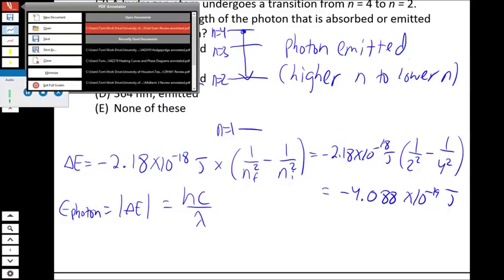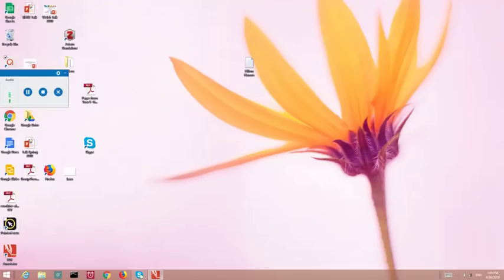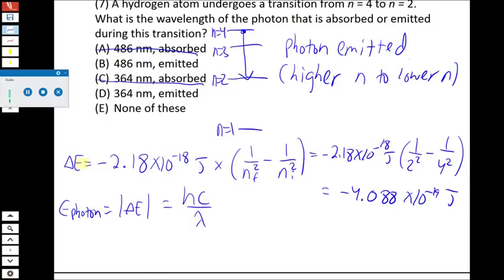photon equations, which I'm missing my pointer again, so let me get that back. All right, so now you guys can see what I'm pointing at. So basically the first step is always going to be the Bohr equation typically. And then once we have that delta E, very often we're going to translate that into either a wavelength or frequency of the photon that's involved in that process. So that's what we're doing here.